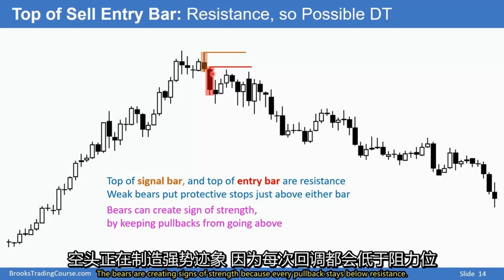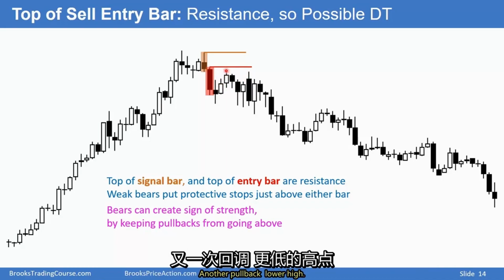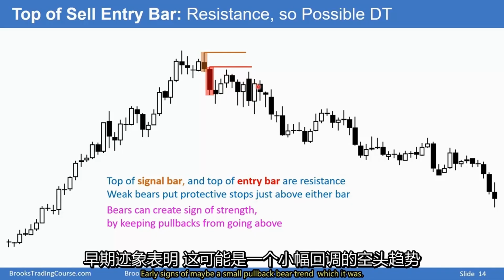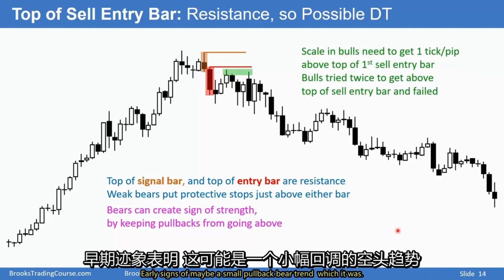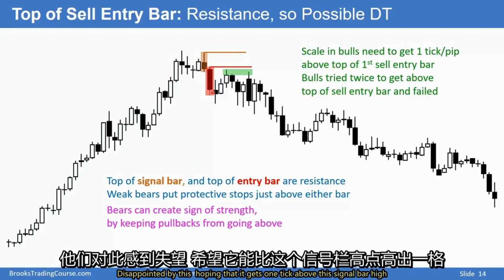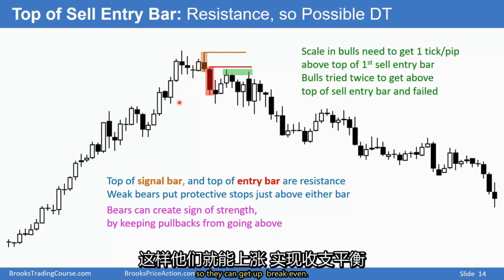Here we got an endless pullback and a bear trend. The bears are creating signs of strength because every pullback stays below resistance. Another pullback, lower high. Try to reverse up, could not trigger the buy. Early signs of maybe a small pullback bear trend, which it was. Some bulls bought this as a small bull flag, disappointed by this, hoping that it gets one tick above this signal bar high so they can get up, break even.